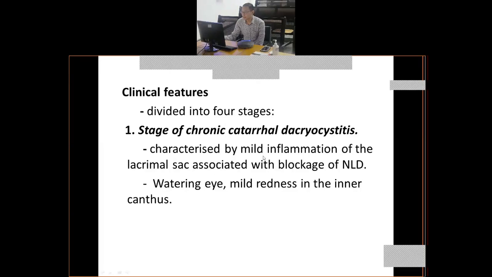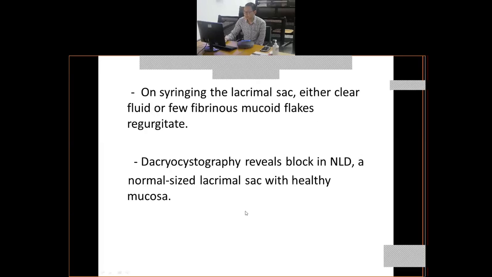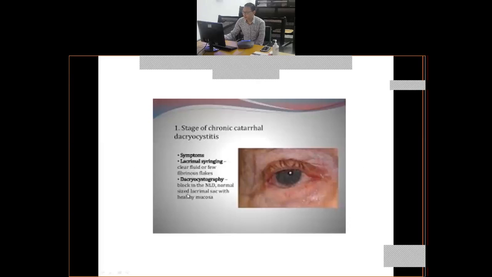It is characterized by mild inflammation of the lacrimal sac associated with blockage of the nasolacrimal duct. Here, the patient will complain of watering eye and mild redness in the inner canthus. On syringing, you will get clear fluid or fibrous mucus flakes from the punctum. The dacryocystography reveals block in the nasolacrimal duct and normal sized lacrimal sac with healthy mucosa. You can see in this picture there is mild inflammation in the lacrimal sac area.